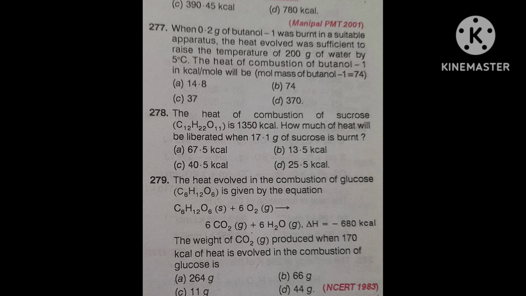Now I am repeating the question. The heat of combustion of sucrose, that is C12H22O11, is 1350 kilocalorie. How much heat will be liberated when 17.1 gram of sucrose is burnt? First option, 67.5 kilocalorie. Second, 13.5 kilocalorie. Third, 40.5 kilocalorie. Fourth, 25.5 kilocalorie. Just think. After that I will tell the correct answer and explanation. How will you solve numericals? I will tell. Okay, just think.